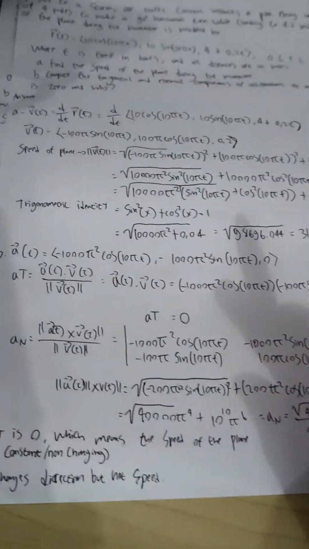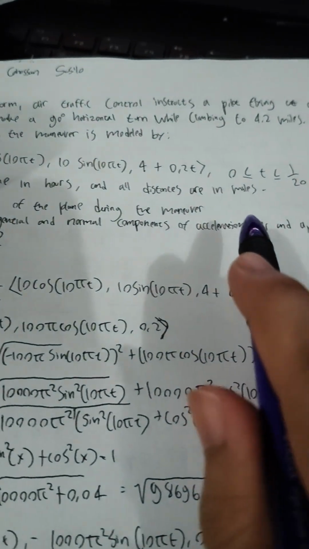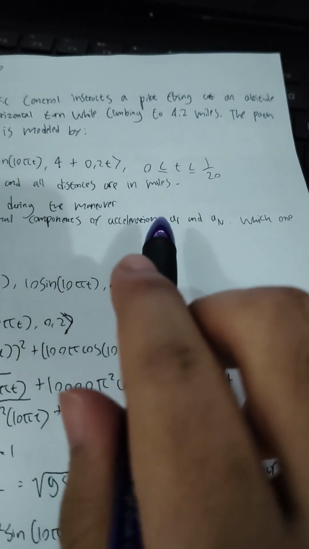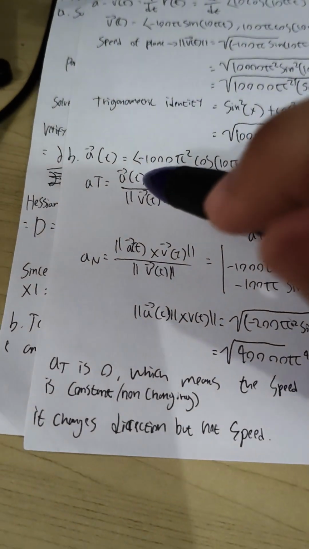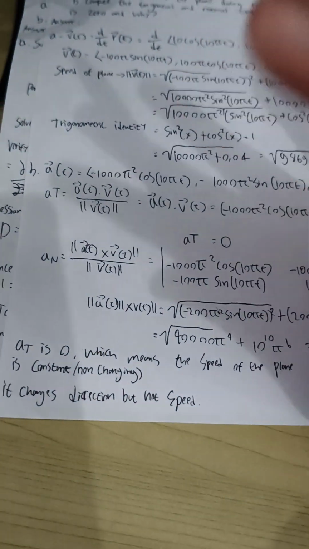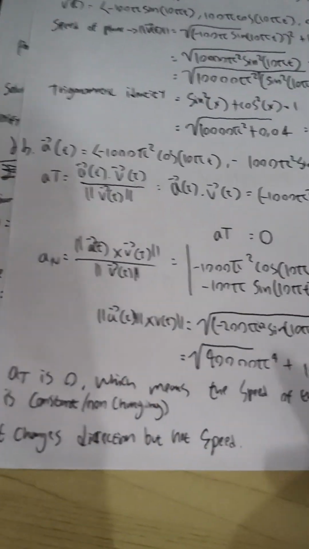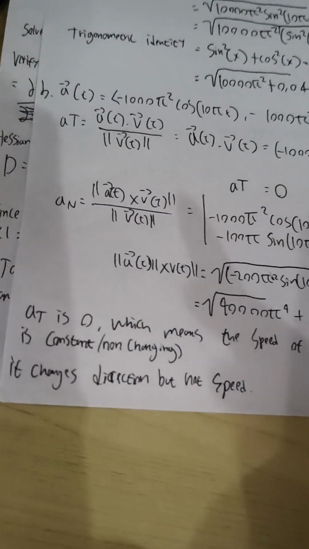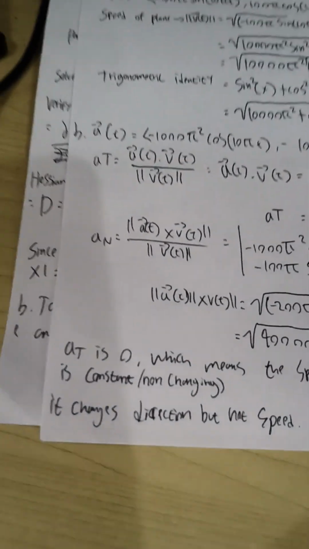We got a_T is 0. Since the question asked which one is 0 between a_T and a_N, that's a_T. Since a_T is 0, it means that the plane didn't change speed at all. But since a_N is not 0, it means the plane changed direction, but not speed.